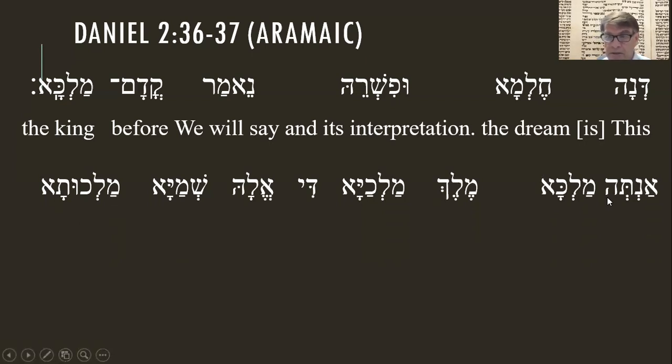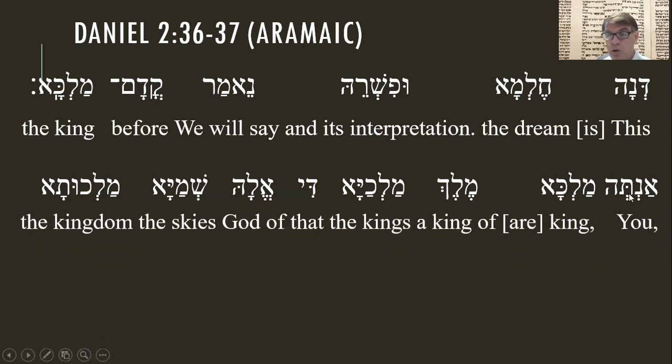Anta, malka, melech, malkaya, di elah shemaya, malkuta. All right. You. Now, ata is "you" in Hebrew, and the nun is just assimilated, I think, in Hebrew in general. But it's played out in Aramaic. There it is, I see a nun. You, O king.